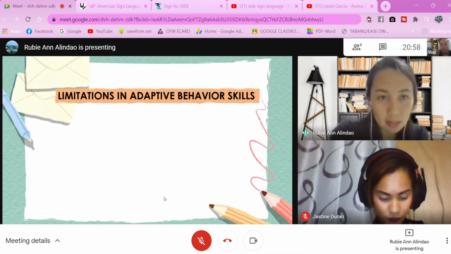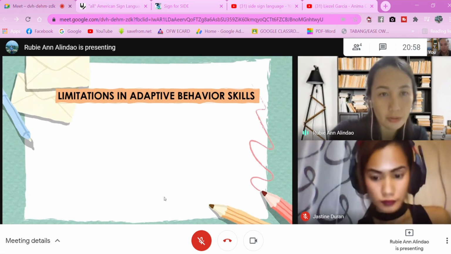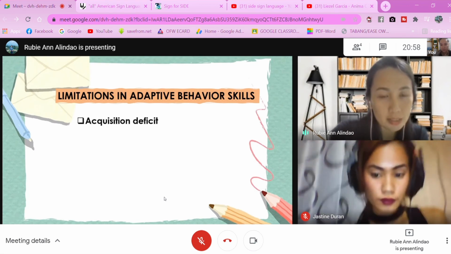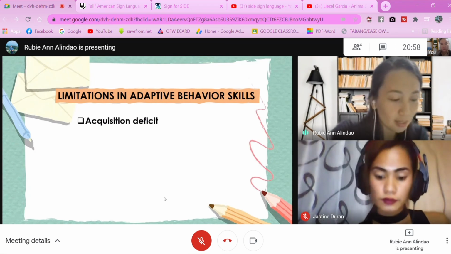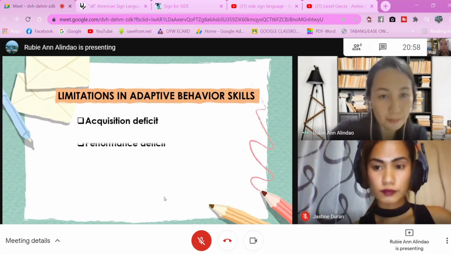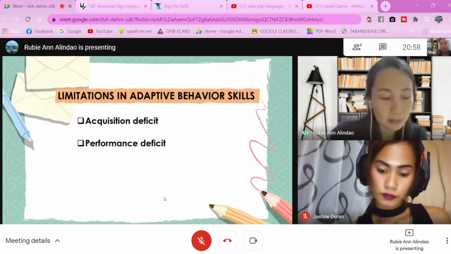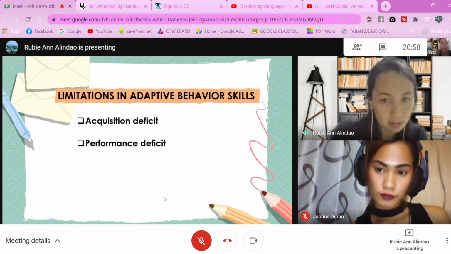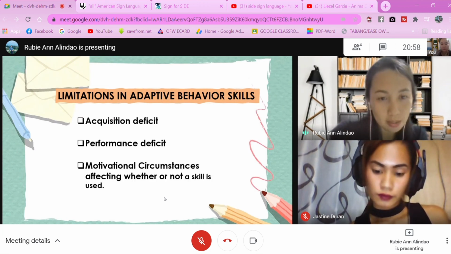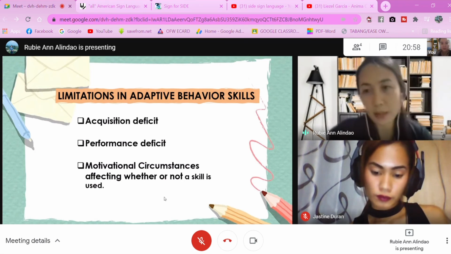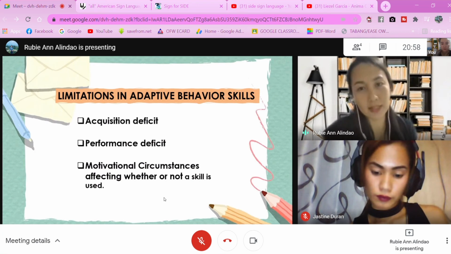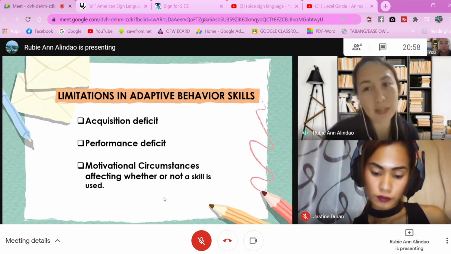The next slide is about the limitations in adaptive behavior skills. So what are those limitations? First is the acquisition deficit, so not knowing how to perform a skill. Next, performance deficit, meaning not knowing when to use the skills. The last one is motivational circumstances affecting whether or not a skill is used. So that is all about the characteristics of students with intellectual disabilities.